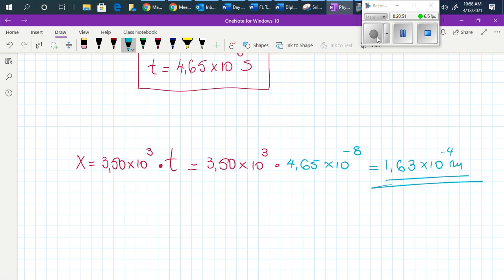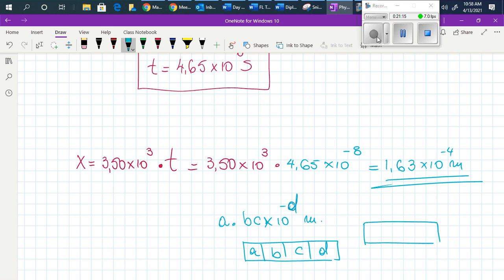If this is a question where they're asking for the range in the form A.BC times 10 to the power of negative D meters, then you just have to record whatever is A, whatever is B, whatever is C, and whatever is D. So in this case, it will be simply 1, 6, 3, and 4. You don't have to put any negative number or anything like that.